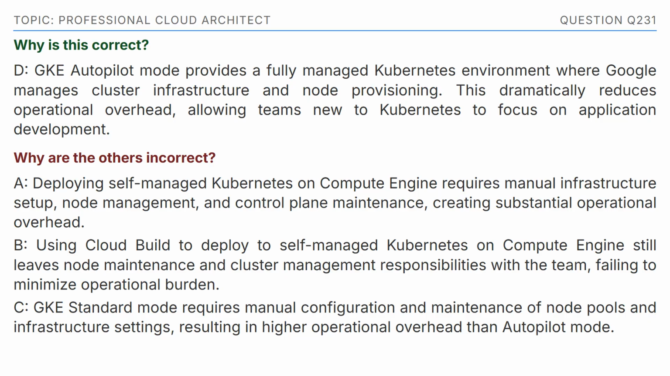Why are the others incorrect? A. Deploying self-managed Kubernetes on Compute Engine requires manual infrastructure setup, node management, and control plane maintenance, creating substantial operational overhead. B. Using Cloud Build to deploy to self-managed Kubernetes on Compute Engine still leaves node maintenance and cluster management responsibilities with the team, failing to minimize operational burden. C. GKE Standard Mode requires manual configuration and maintenance of node pools and infrastructure settings, resulting in higher operational overhead than Autopilot Mode.